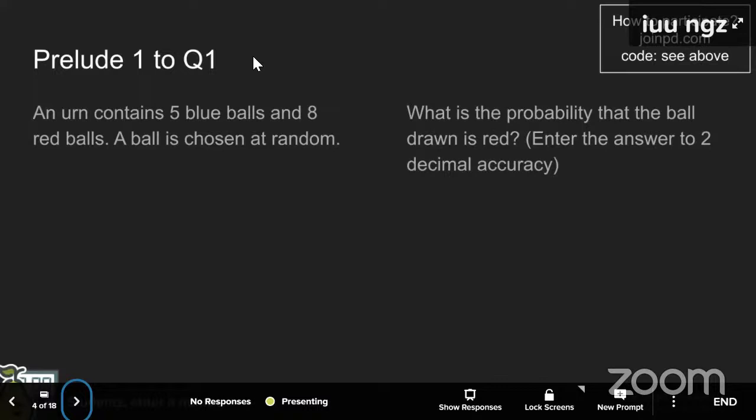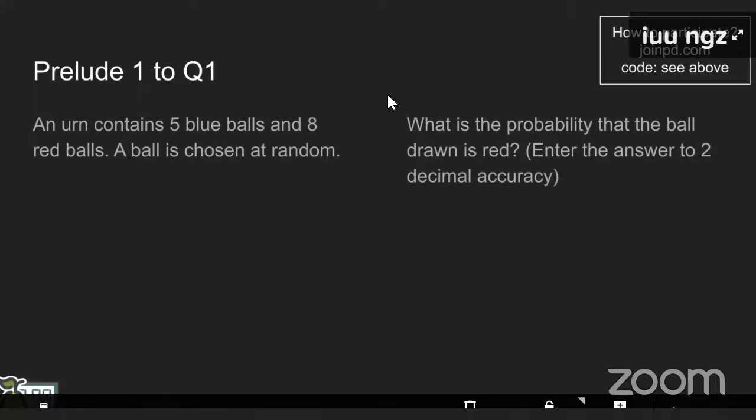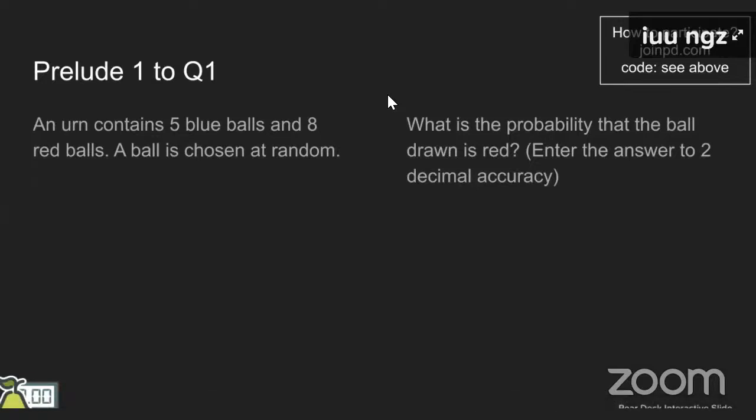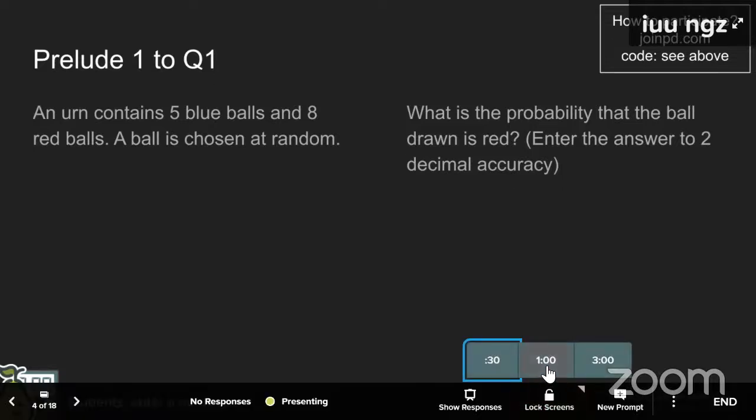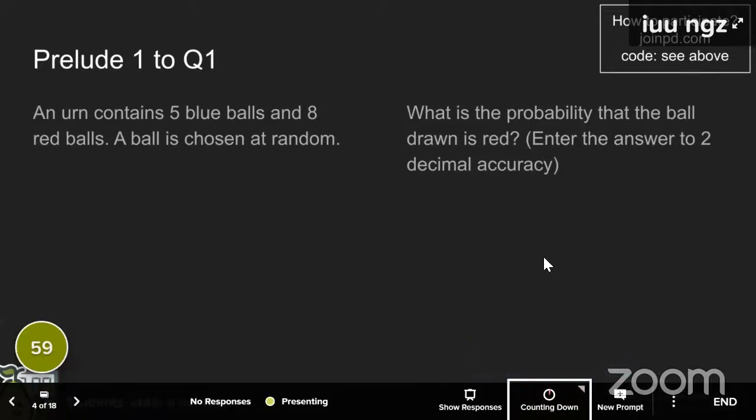So here we have the first question. This is a prelude to the first question, a sub part of what you're going to see in the first one. The question says, an urn contains 5 blue balls and 8 red balls. You choose one ball at random from the urn. What is the probability that the ball you draw is red in color? Set the timer here. Maybe 1 minute. It's quite easy.